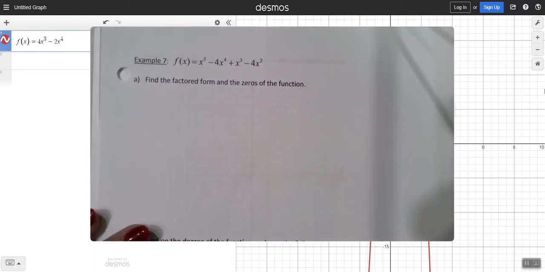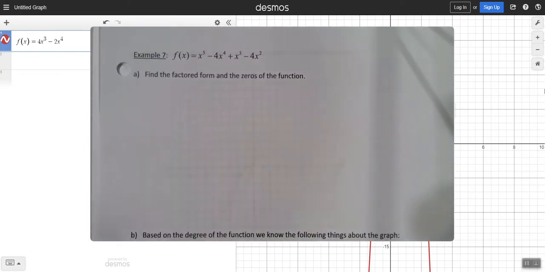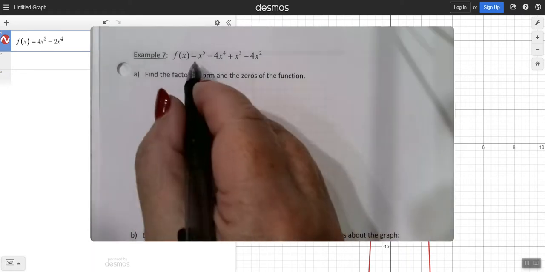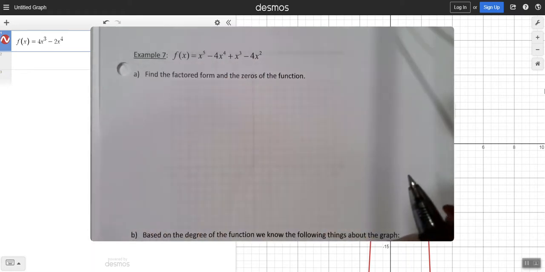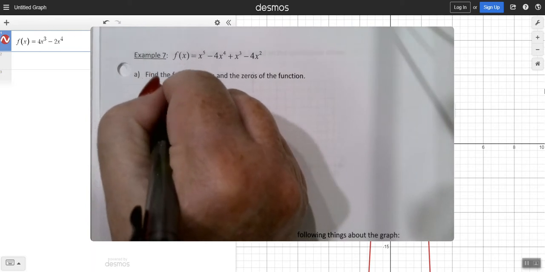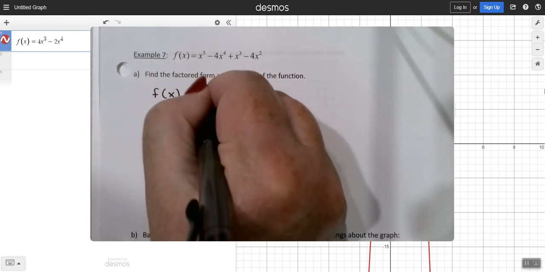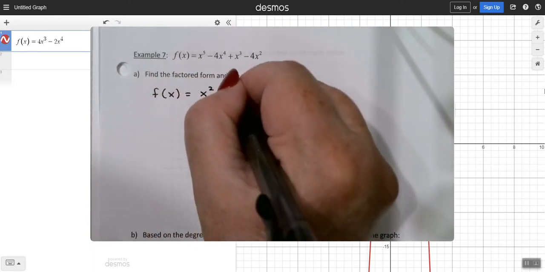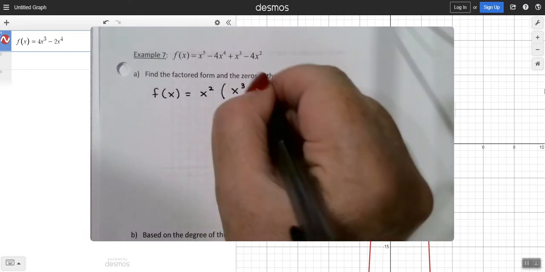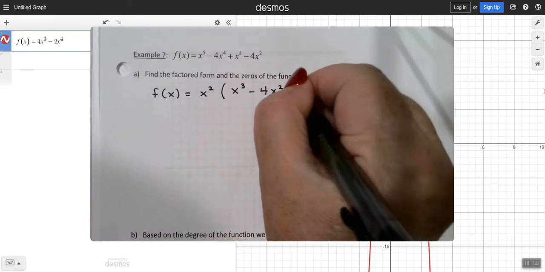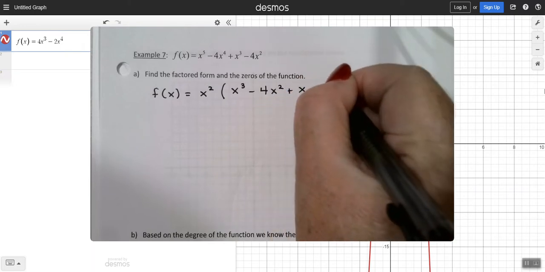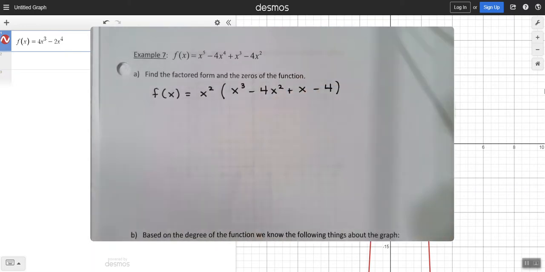So this time we're looking at a 5th degree polynomial. And I want to first find the factored form, really important if we're going to try and graph. And I'm looking at this, and I believe I could factor out a GCF of x squared before I do anything else. So let's start with that. That's going to leave us x cubed minus 4x squared plus x minus 4.